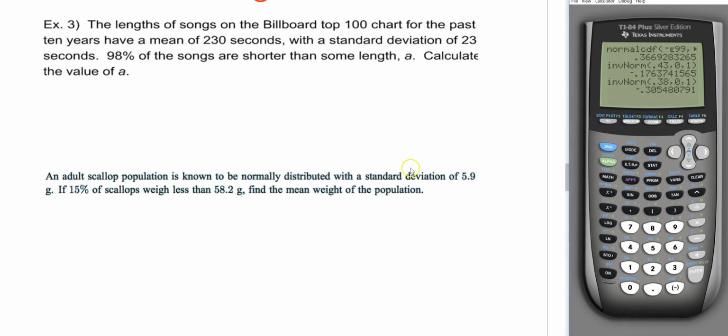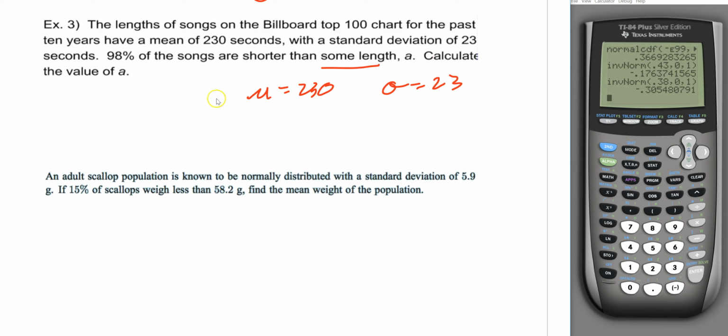This is a real problem now. The length of songs on Billboard's Top 100 chart for the past 10 years have a mean of 230 seconds. So our mean is 230. And a standard deviation of 23. 98% of the songs are shorter than some length A. Calculate the value of A.